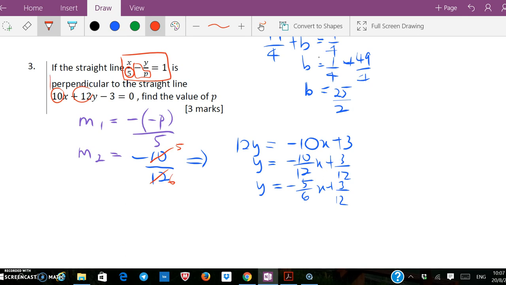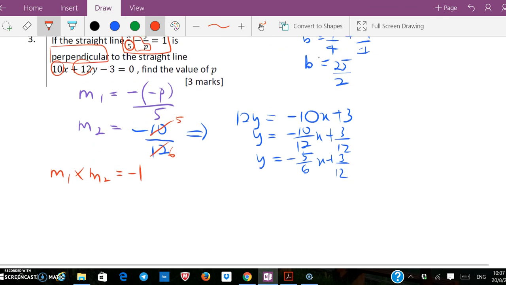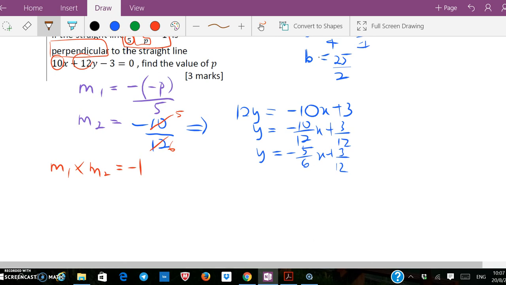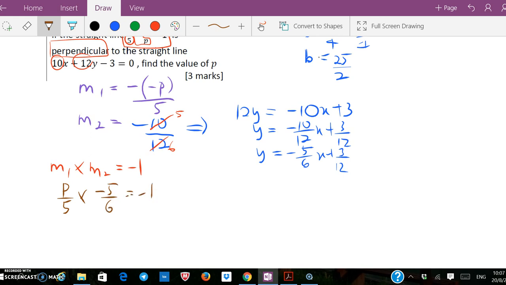Remember, the word perpendicular means that m1 times m2 should be equal to negative 1. So in this case, m1 is p over 5 times negative 5 over 6 equals negative 1. We eliminate this, and it's going to be negative p equals negative 6. p is 6.